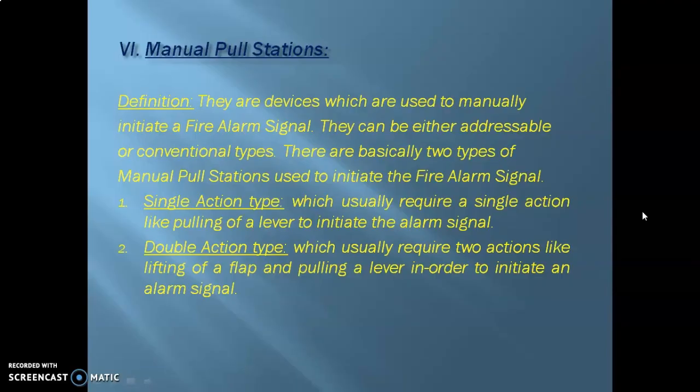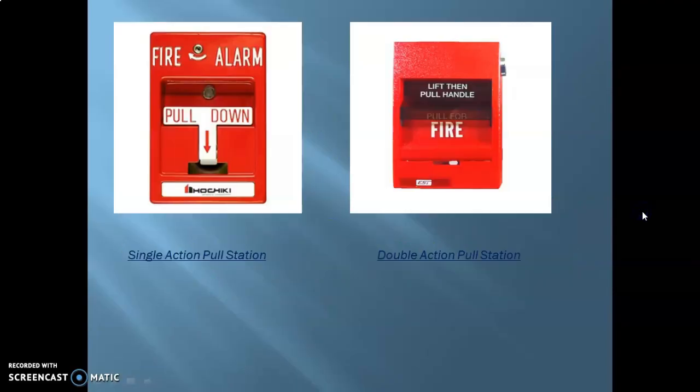Now let me just show you an example of the two types of manual pull stations that we have discussed. So here you can see this is basically your single action type of pull station, in which you just need to pull down this lever that is over here, and once this has been pulled down, it will immediately initiate an alarm signal. And over here you can see the double action type of pull station. Here you need to lift this flap up, and then you need to pull it down in order to initiate the fire alarm signal. So there are two actions: lifting of the flap and then pulling this second flap over here down.